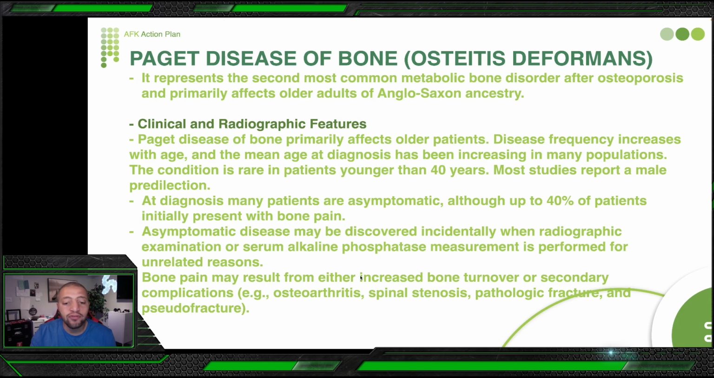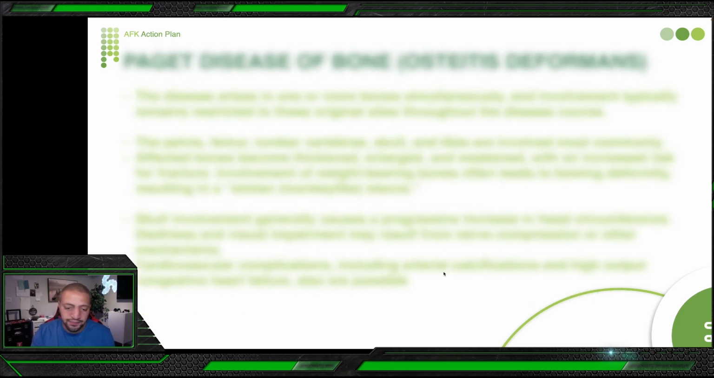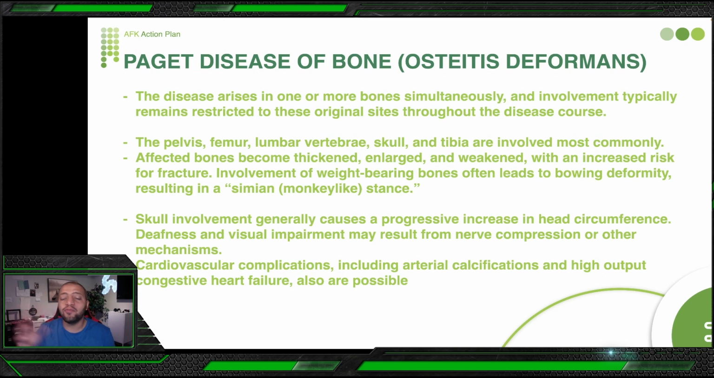Bone pain may result from either increased bone turnover or secondary complication. So why is the bone pain happening? Because in Paget disease, the metabolism of bone is impaired. The osteoblast is making more bone and the osteoclast is not working properly. That's why alkaline phosphatase is up in the sky, the level inside the blood for this patient.